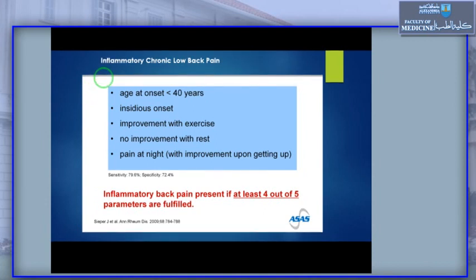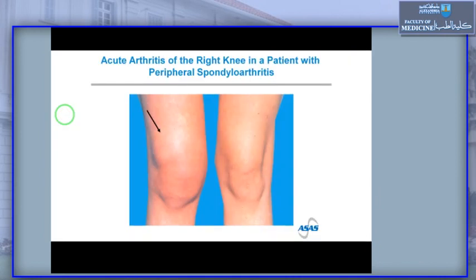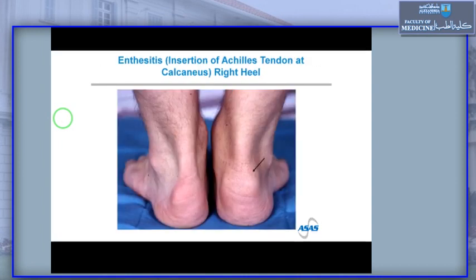And do not forget that you need at least 4 out of the 5 criteria for you to diagnose inflammatory chronic low back pain. And this table very nicely depicts these differences, and of course you should all know it very well. This is just to indicate the peripheral arthritis. Our patient had complaints of the knee, but he does not have any active arthritis. It can be active. Enthesitis is, as I showed you, over the heel, and it's quite evident here on the right hand side.